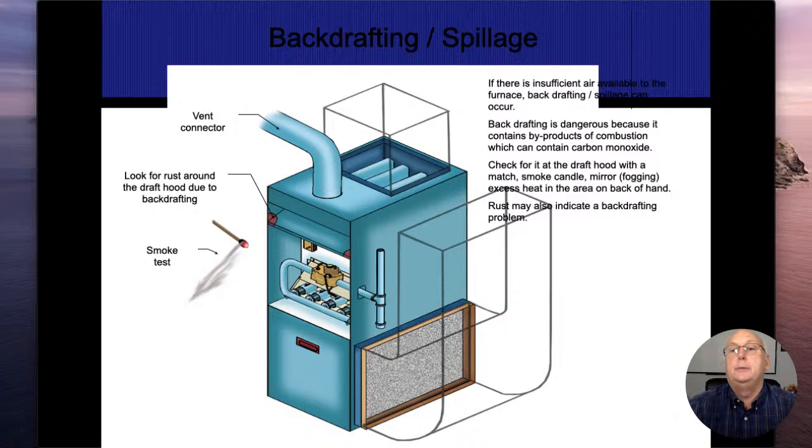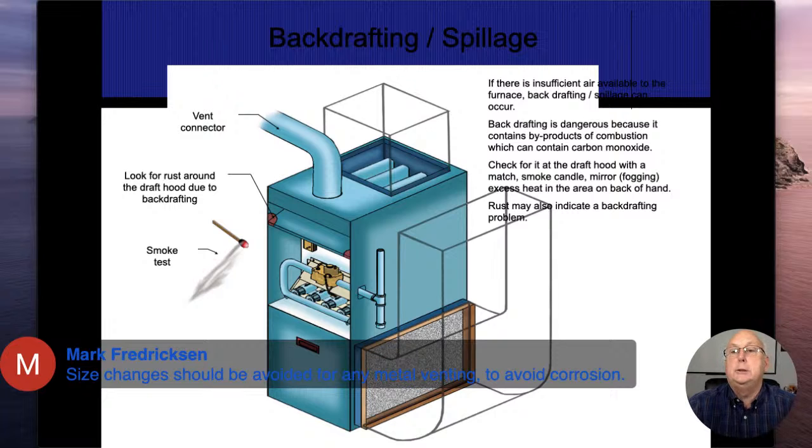Size changes should be avoided. I'm going to bring that back up here again. Thank you for rewriting that. All right, so size changes should be avoided for any metal venting to avoid corrosion. Exactly, that's the point I was trying to make. Yeah, because anything where we're going to go ahead and collect that condensation, if we don't get a good draft coming out of there, it should be smooth.